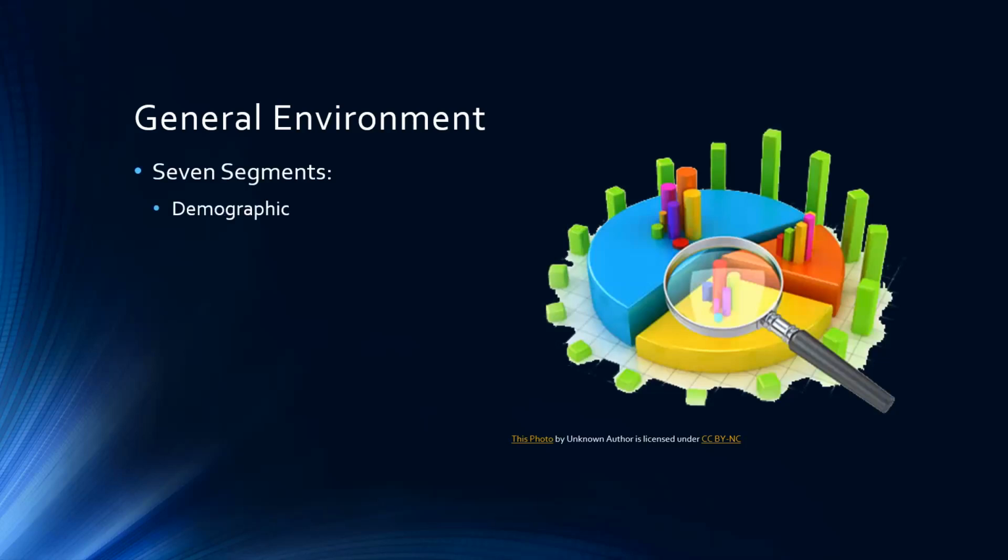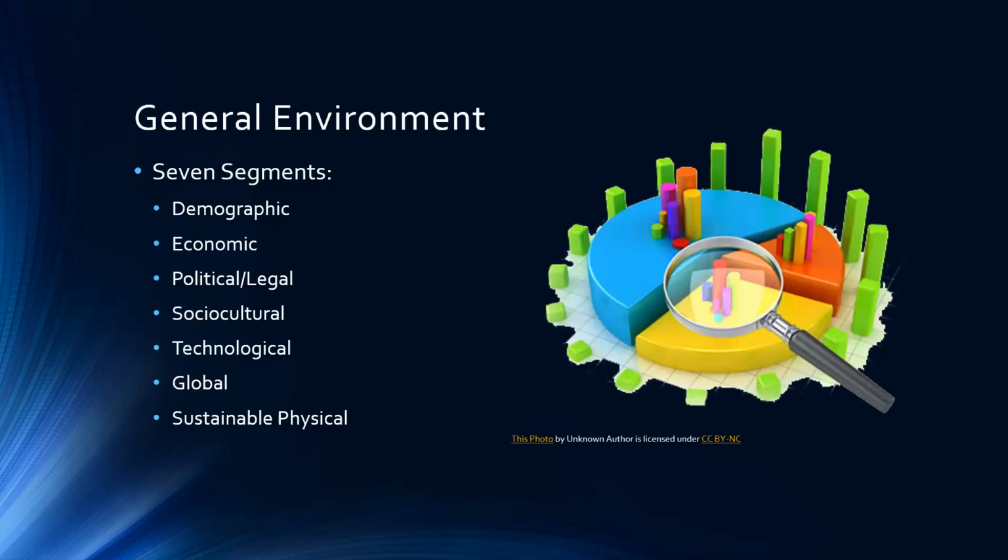In the general environment, there are 7 segments. We have the demographic, economic, political/legal, sociocultural, technological, global, and sustainable physical.